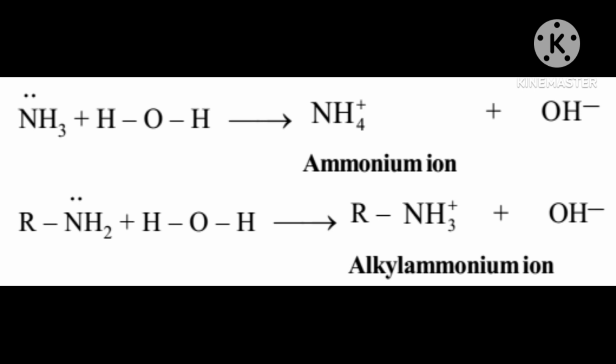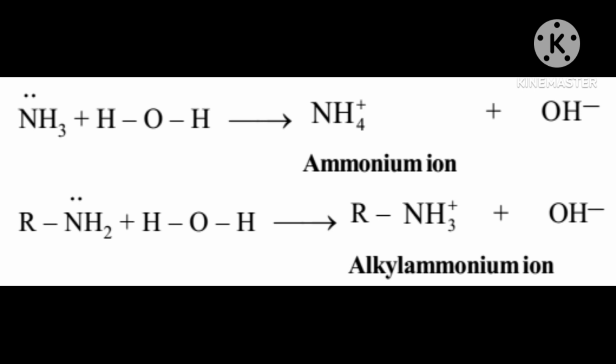HX comes near the amine. Then N and H form a bond. Now it is called a salt, because H became positive after the donation of electrons. Then N made a bond with H, and with N, X is attached. RNH3X: N is positive and X is negative. That's why it is called a salt. Okay, RNH3X. This is the salt.